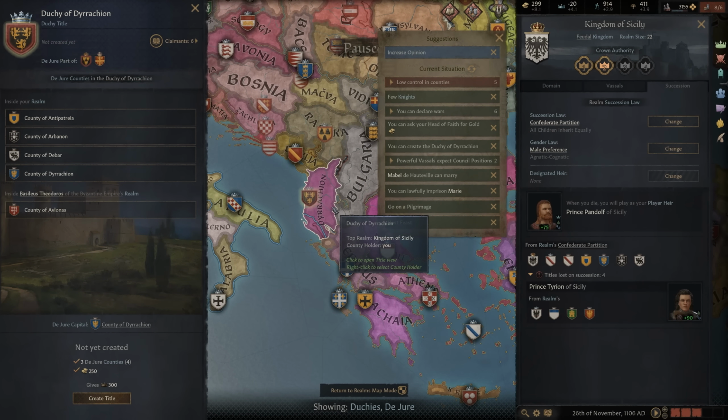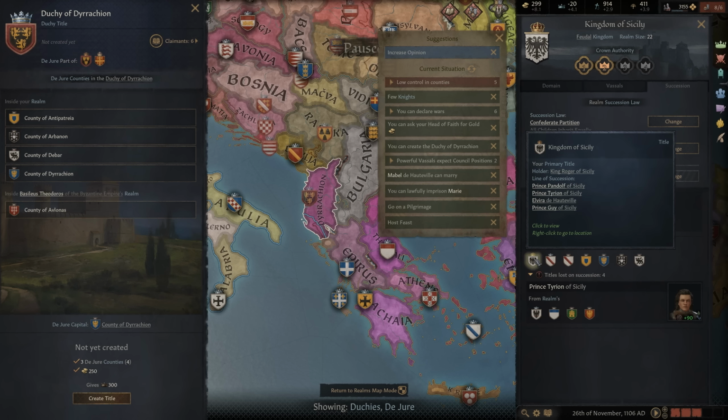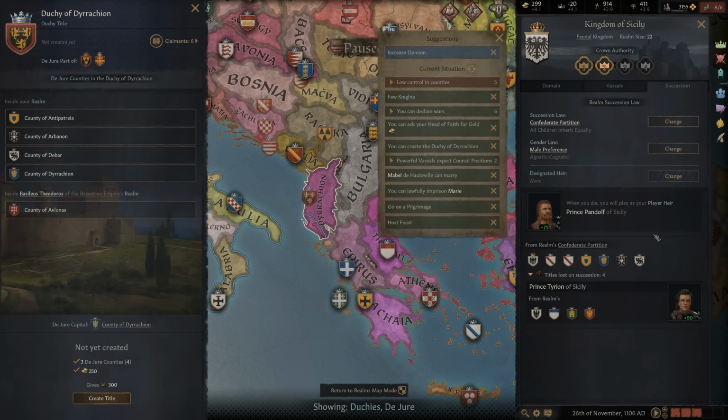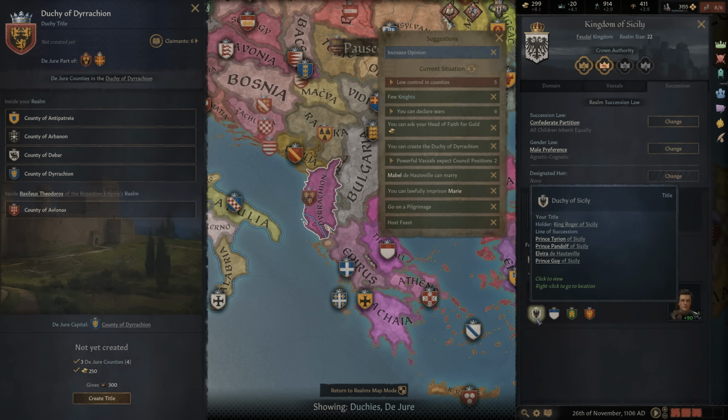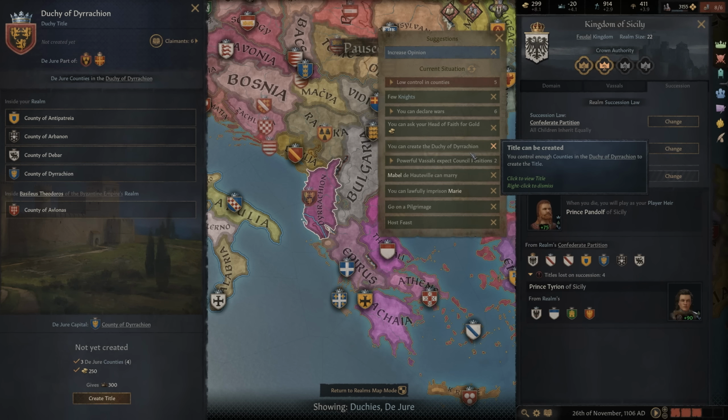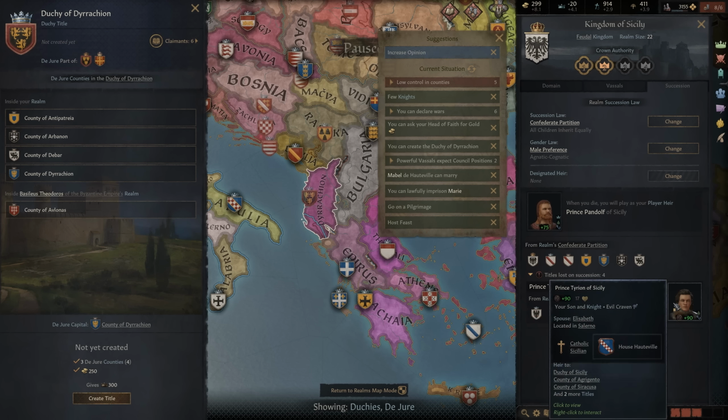If I were to create the Duchy of Drakion, the game, since I'm in a Confederate partition, is going to split this up evenly. It will look at my king title, my primary title. It equates it to essentially 2 duchies. It will then look at the fact that I've got another duchy and another duchy. And it goes, okay, well, I'll give the king title to Prince Pandolf, and 1 duchy to Prince Pandolf because it is the capital of the realm, and I'll give the other duchy to Prince Tyrion. If I were to create this Duchy of Drakion, it would also give the duchy to Prince Tyrion, because again, the game is looking at, well, I've got the king title, which it equates to 2 duchy titles, and this duchy title, and that duchy title, and this now duchy title. That in total is 5 duchy titles. Well, I'll give 3 to Pandolf, the kingship and this duchy, and I'll give the remaining 2 to Prince Tyrion.